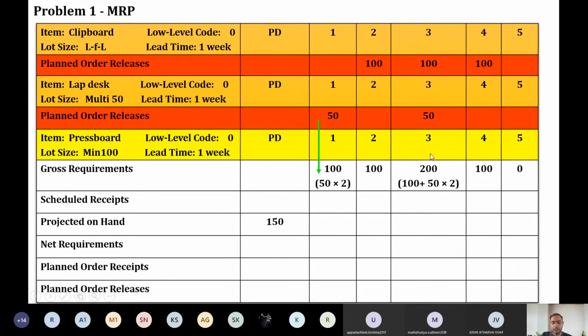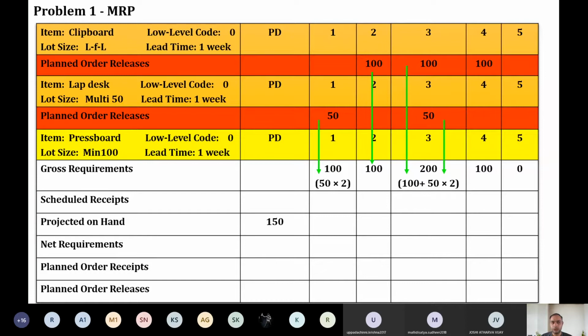In the third week, what happens? To manufacture one clipboard, I require one press board. So 100 clipboards are required, so 100 press boards will be required. Again, 50 lab desks need to be produced. To produce 50 lab desks, two press boards are required each, so I'm multiplying the number of lab desks with 2 and getting 100. 100 plus 100 is going to be 200.